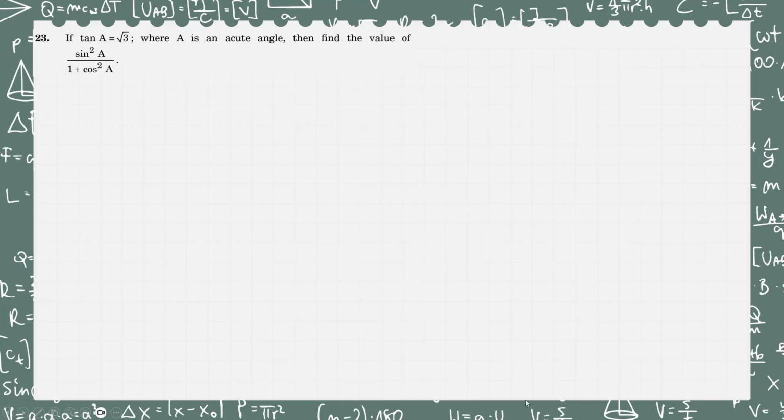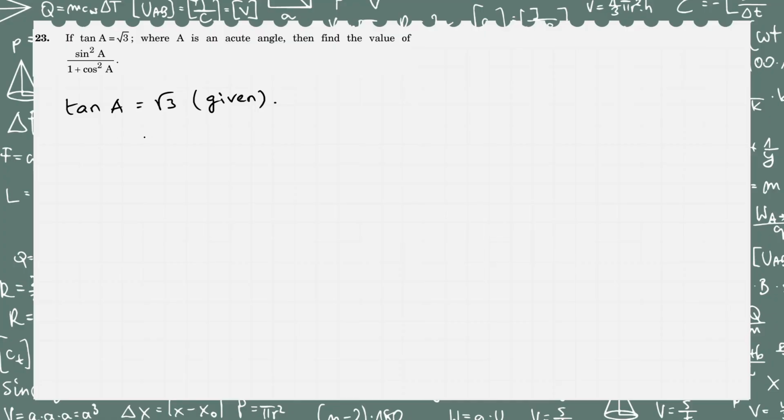Sum number 23. If tan A equal to root 3, where A is an acute angle, then find the value of sine square A by 1 plus cos square A. So let us take the given thing. Tan A equal to root 3, this is given, and they are saying A is an acute angle, right? So any angle which is less than 90 is called an acute angle.